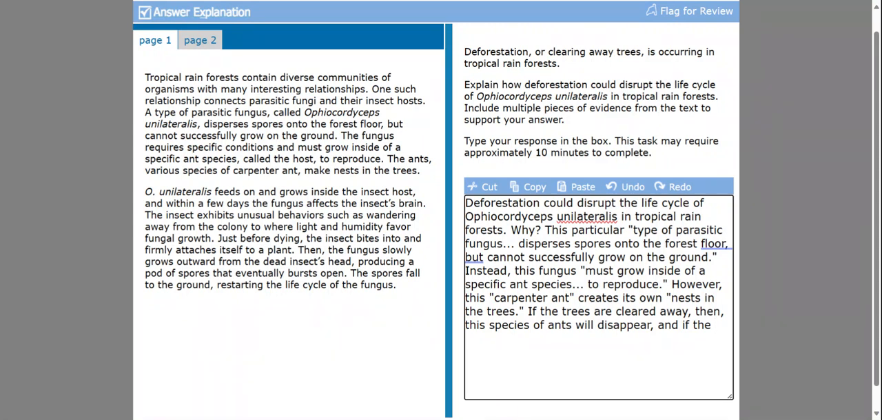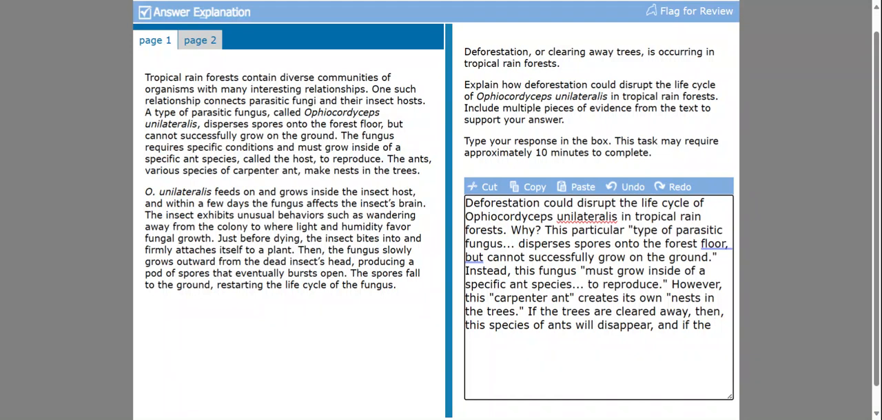So cause, the trees are cleared away. Effect: it impacts any type of wildlife or insect life that relies on those trees. And then that wildlife or insect life disappears, which then causes another effect. And that particular effect in this case impacts the ability for the fungi to reproduce.